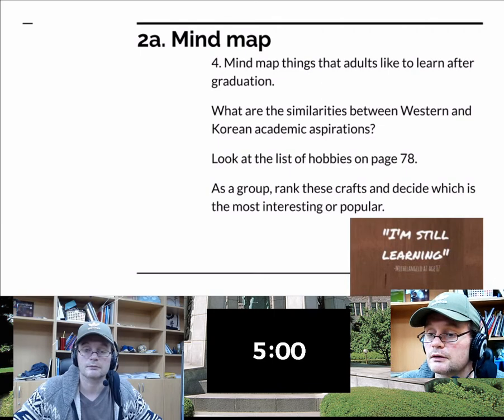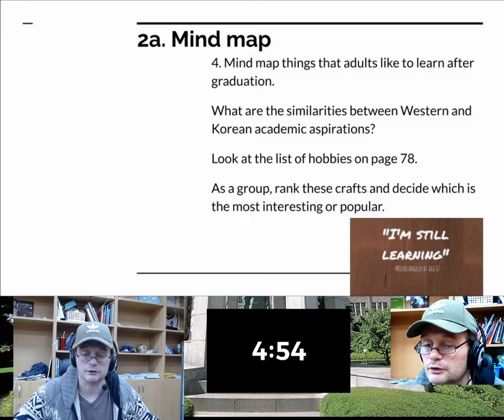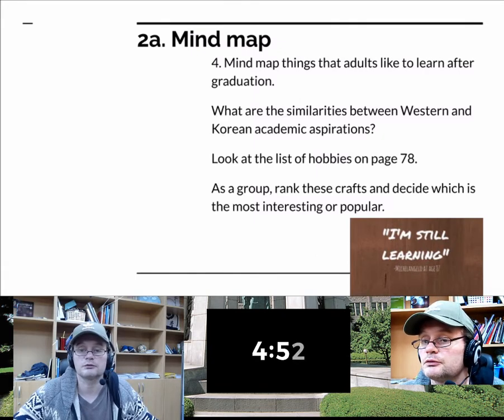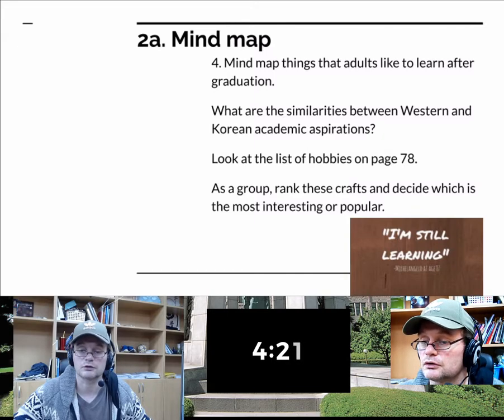Okay, so this is my map. My map: things that adults like to learn after graduation. What are the similarities between Western and Korean academic aspirations? What is it that Koreans look for in study? What about Americans? Look at the list of hobbies on page 58 and as a group rank these crafts and decide which is the most interesting or popular hobby. Sorry, page 78 has a list of hobbies. As a group, rank those crafts and decide which is the most interesting or popular.